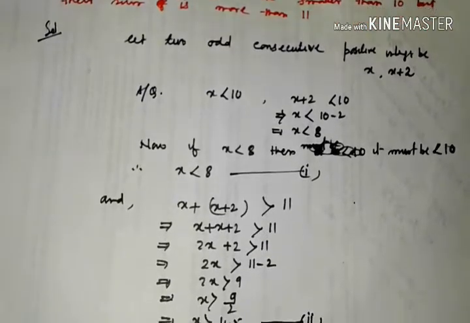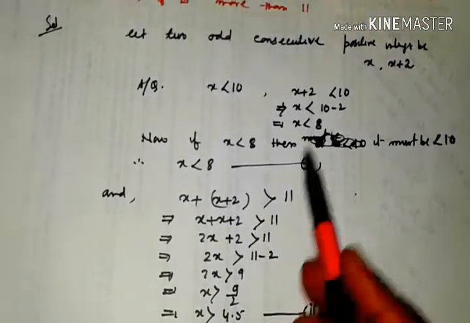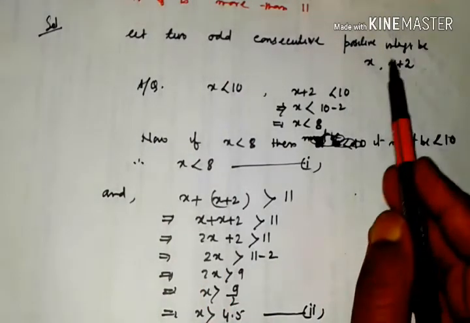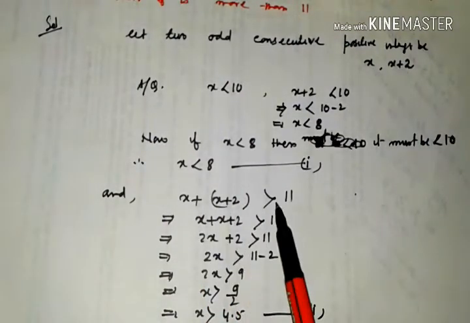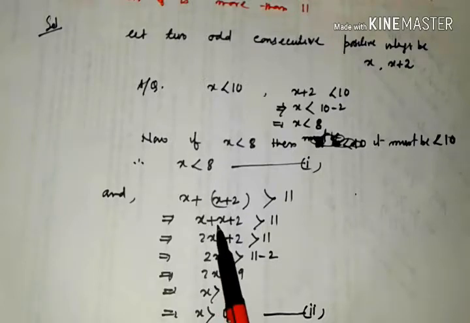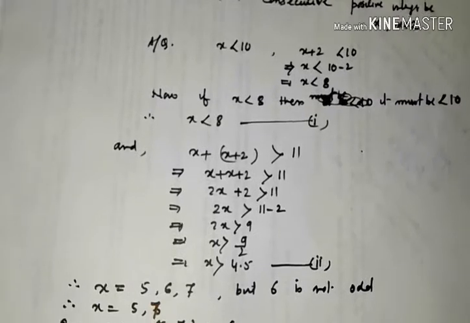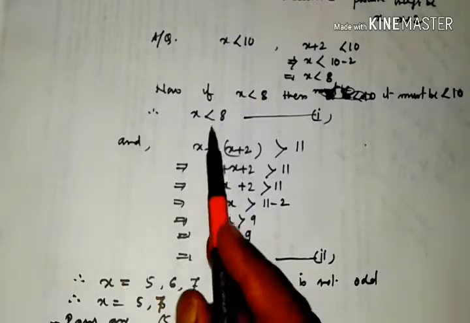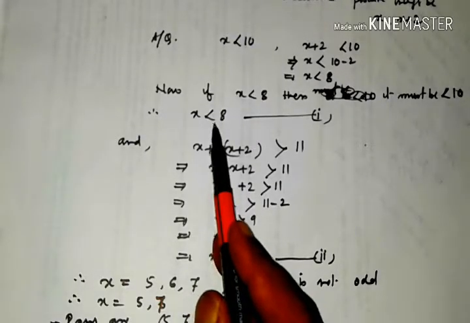And for the second condition, we have to find the sum of them. The sum of this and this is greater than 11. After calculation, we get x greater than 9 by 2, that is x greater than 4.5. Therefore, from 1 and 2, x is greater than 4.5 but less than 8.